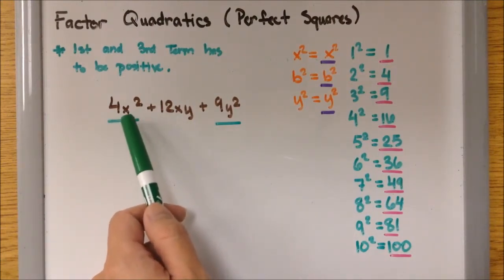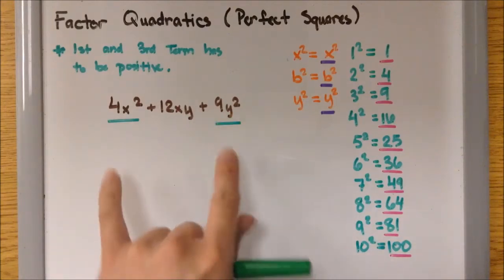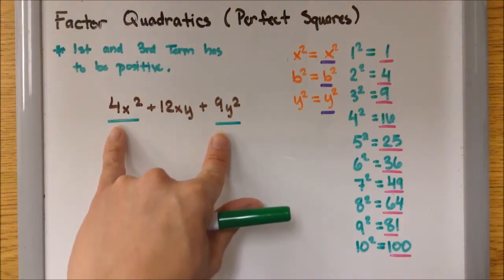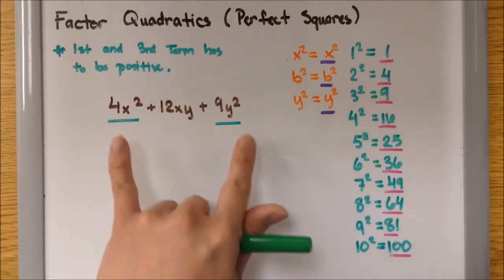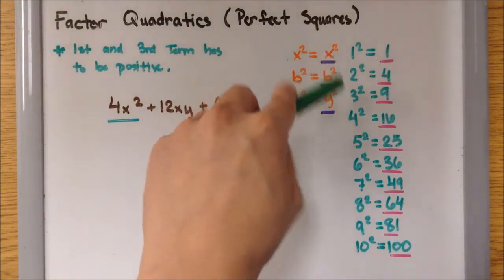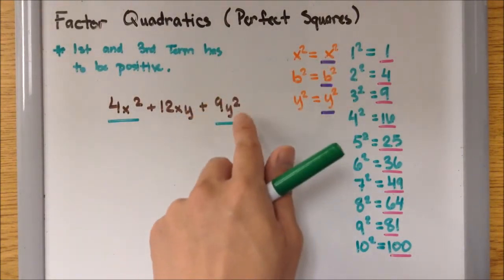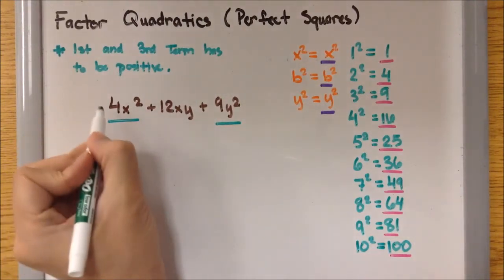Is 4x squared a perfect square? Is 9y squared a perfect square? Both of them, let's look at the number. 4 and 9, they are indeed perfect squares. Let's look at the variable. X squared, y squared. Basically, they're perfect squares, especially when they have 2 as the exponent. So if they're both perfect squares, we're going to take the square root of both of them.